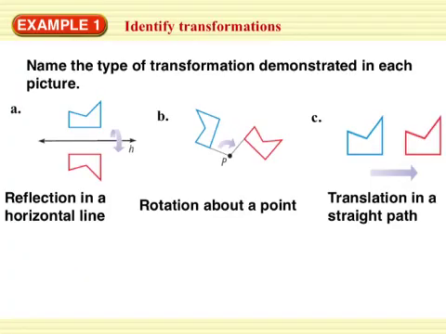First, we're going to do identifying. Name the type of transformation demonstrated in each picture. Okay, first we have a reflection in a horizontal line. Second, we have a rotation about a point P. And C, a translation in a straight path. Yep, we've done this before.